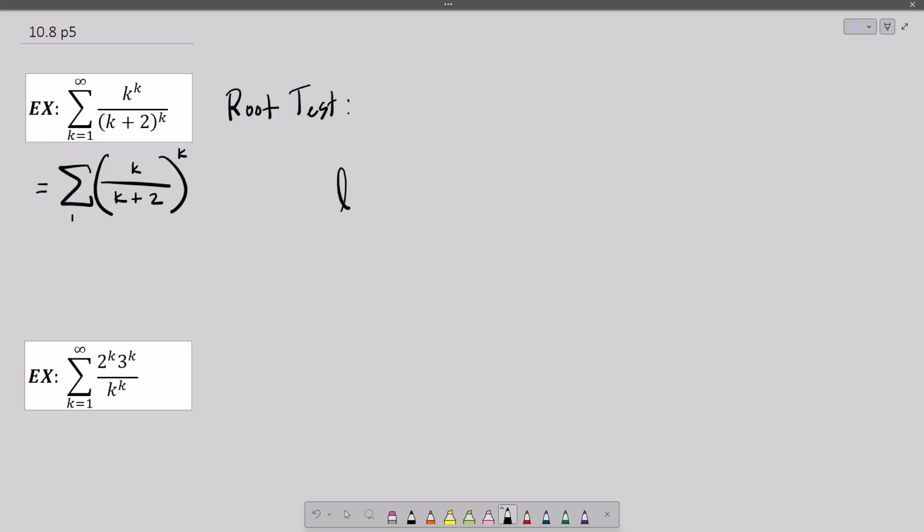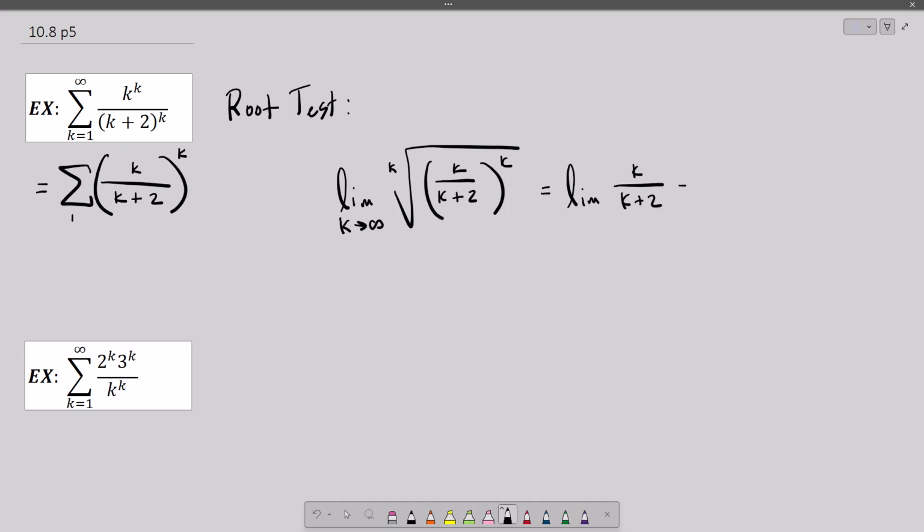And we're going to take the limit as k goes to infinity of the kth root of the absolute value of this. Well, nothing's negative there, so we don't really need the absolute value. So we get that. These expressions with a k on the outside as a power are super nice with the root test, because then the power just goes away. And we are left with this limit right there.